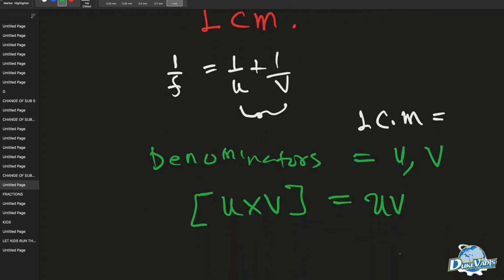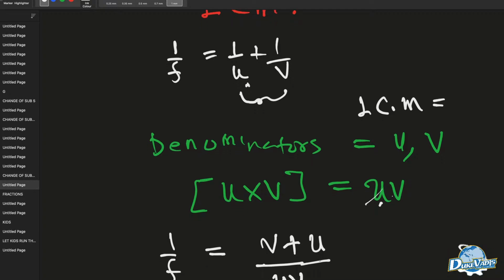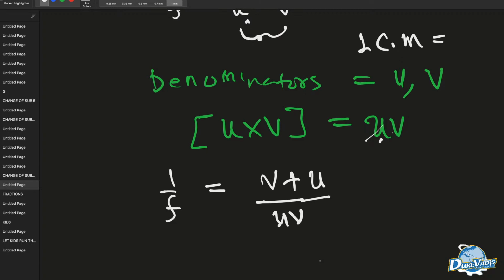So with that in mind, I can say that 1 over f is equal to my denominator, which is uv. If you look at this, you see that u will go into uv to cancel u, so here will be v, and the v will go to this to cancel v, and I will be left with u. So I have u plus v. Have you seen it? It has made life easier.